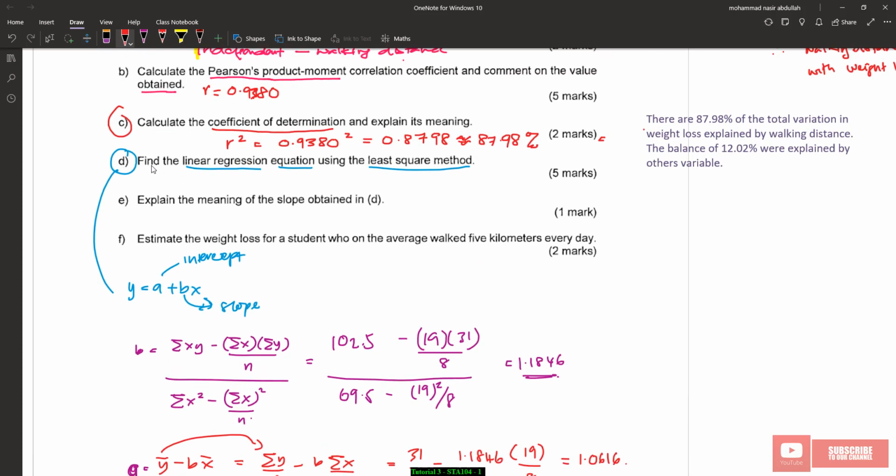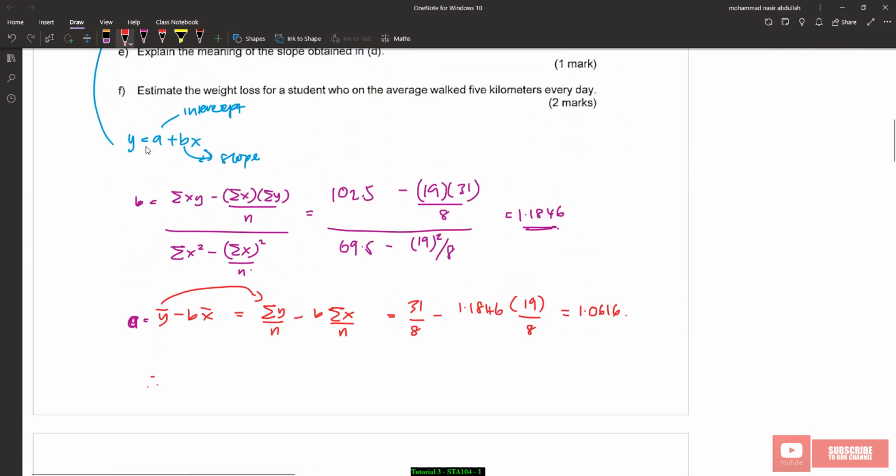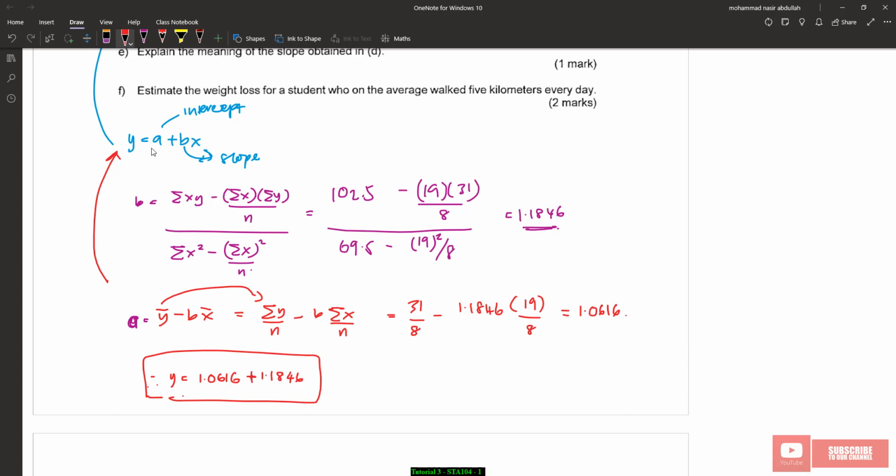It says here D, find the linear regression equation. It means now you find A and B. So you need to plug this A and B value into the formula, right? So y equals 1.0616 plus 1.1846, right? So in here it depends. If the value of b is positive, it's 1.1846x. Yes. Another one, sir. Can we round off this to 2 decimal points? Yes. I was just about to say.